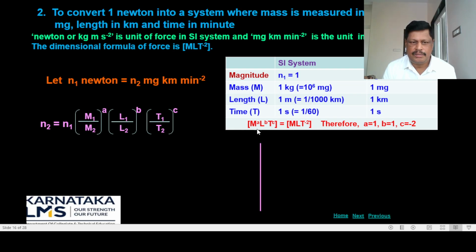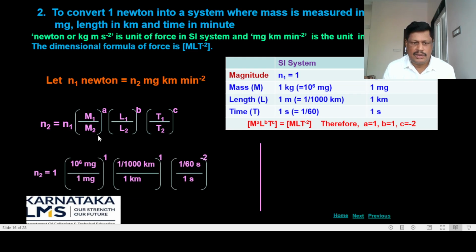M power A, L power B, T power C is equal to M L T to the power of minus 2. This is the dimensional formula for force. Compare these two equations. You will get A is equal to 1, B is equal to 1 and C is equal to minus 2. Substitute all the values of M1, M2, L1, L2, T1, T2 and the values of A, B, C in this equation. We get M1 is equal to 10 to the power of 6 and M2 is 1 milligram. L1 is equal to 1 by 1000 kilometer divided by 1 kilometer. Similarly, T1 is 1 by 60.